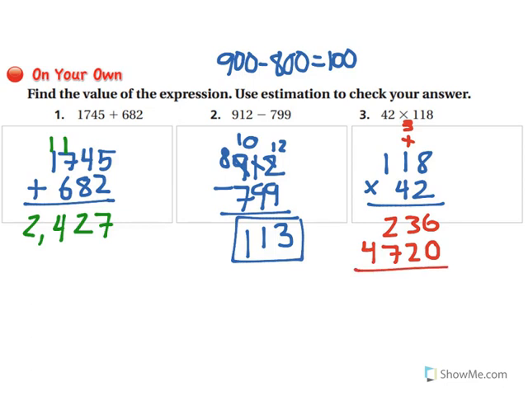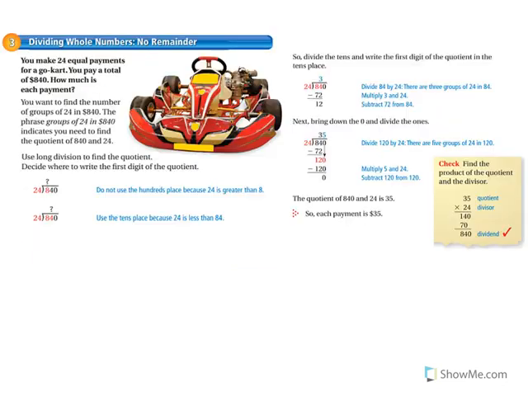I'm going to go ahead and add now. 6 plus 0 is 6. 3 plus 2 is 5. 2 plus 7 is 9. 4 plus nothing is just 4. So I get 4,956. Hopefully that makes perfect sense to you. Okay? All right. Well, we're going to go ahead and move on to our next problem.